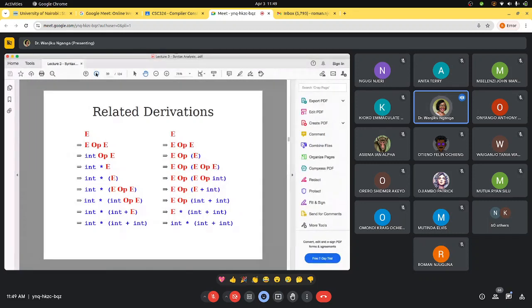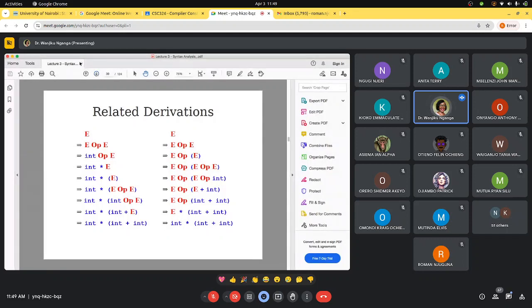Now, there's a notion of related derivations in the sense that for some grammars and some strings, whether you do a leftmost or a rightmost, you still end up with the same parse tree. But there are other grammars where you end up with different parse trees if you do a leftmost or a rightmost. So this is an example of a grammar where for a given string, that is int times bracket int plus int bracket, a leftmost or a rightmost derivation yields exactly the same tree.